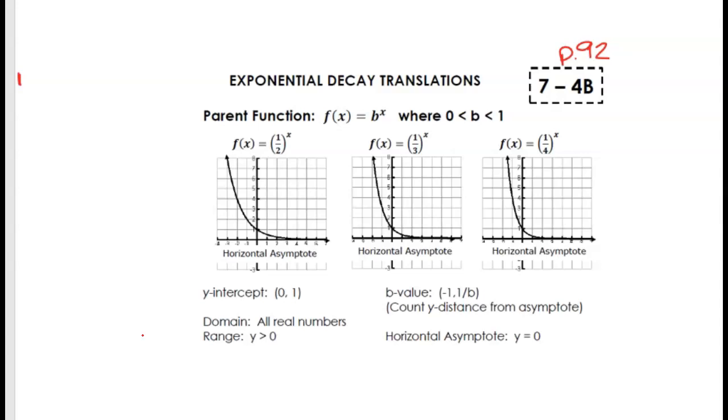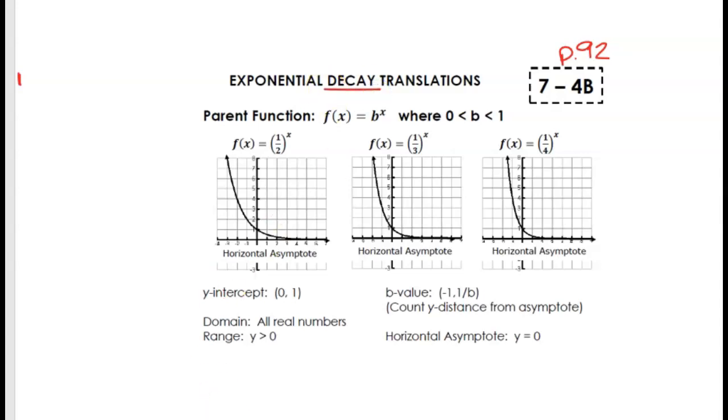They definitely decrease, so your graph is going to be decreasing. The range is still going to be all the y values greater than the horizontal asymptote. It's still above. Maybe. I'm thinking more about the decay.